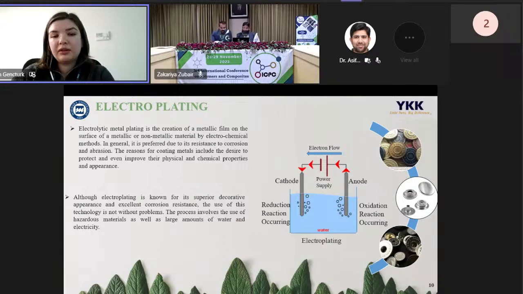Besides the advantages of the electrochemical plating method, it also has environmental disadvantages. If I were to mention these negatives, they are the use of heavy metals and dangerous chemicals, the use of large amounts of water for the process, and heavy metal waste mud during the process. It can be summarized like that.